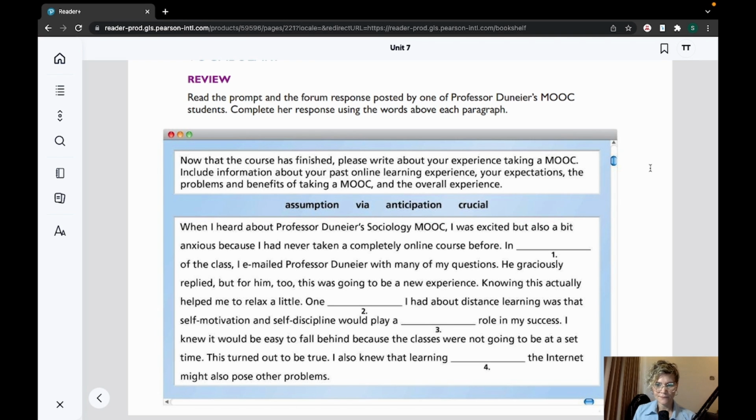So, we have 4 paragraphs in total, and above every paragraph there are 4 keywords that you would have to use and place in the right place. So, using the words in the correct context. You can pause your video to do this. Go ahead.